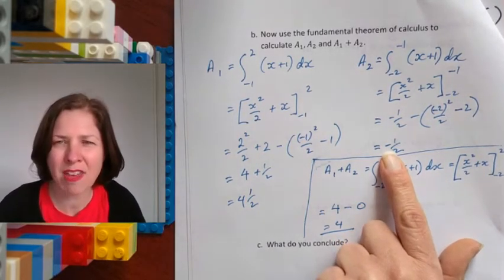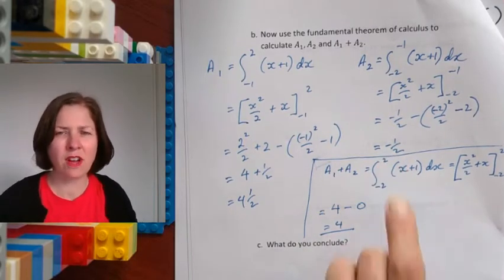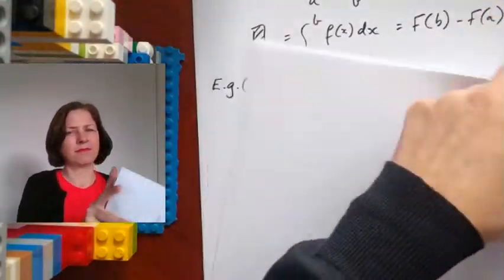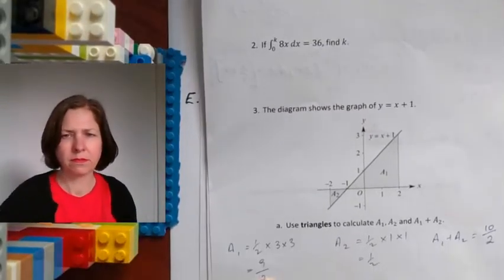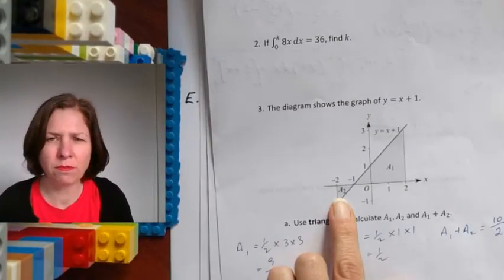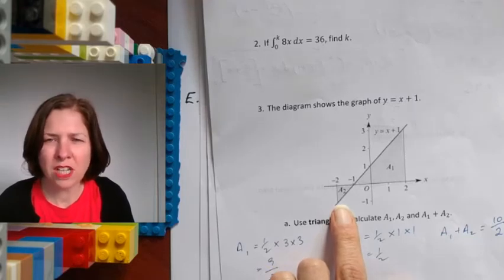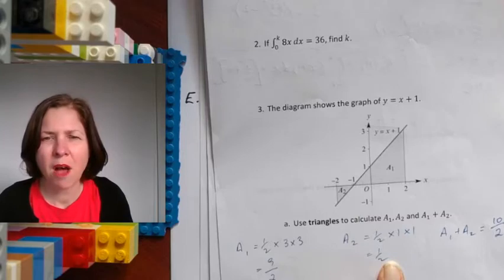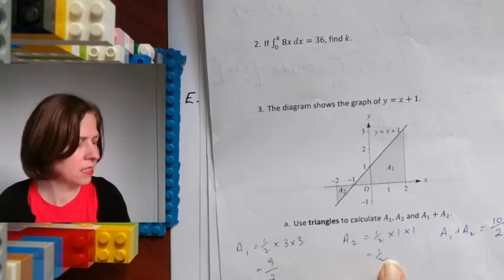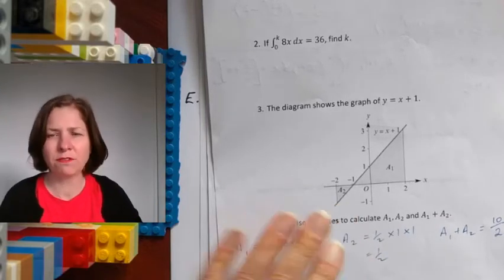Now let's compare that. For the second area, let's have a look at the diagram. Here's area 2. So when I just calculated the area using my knowledge of triangles, I got 1/2. But when I used calculus, I got -1/2.